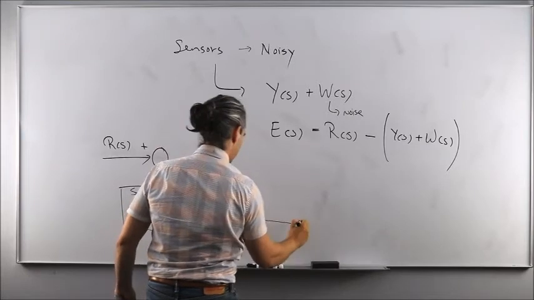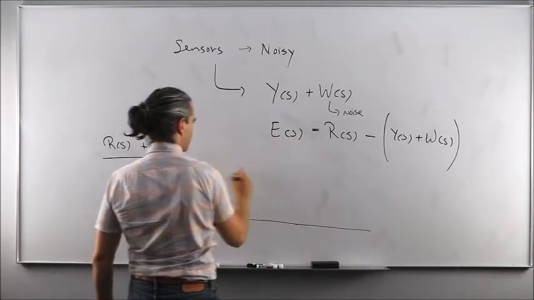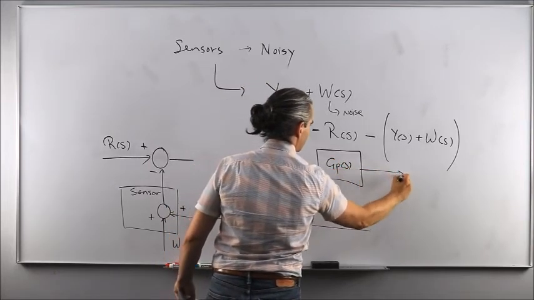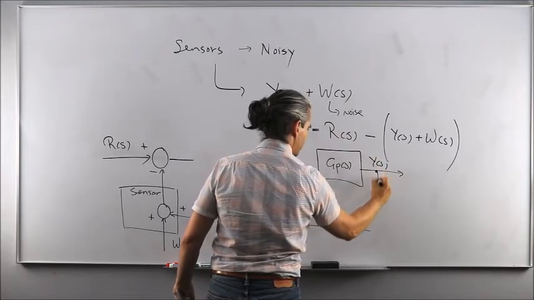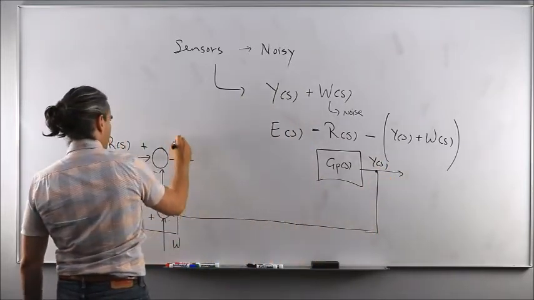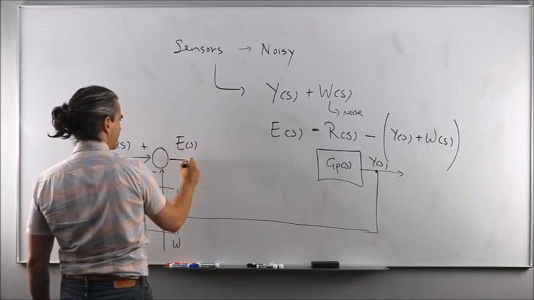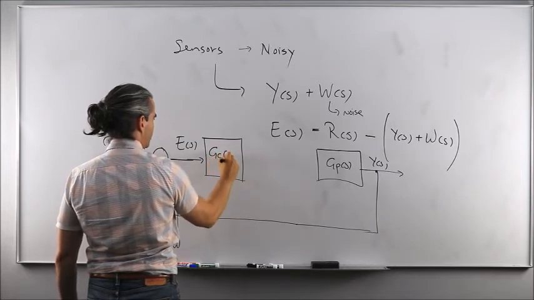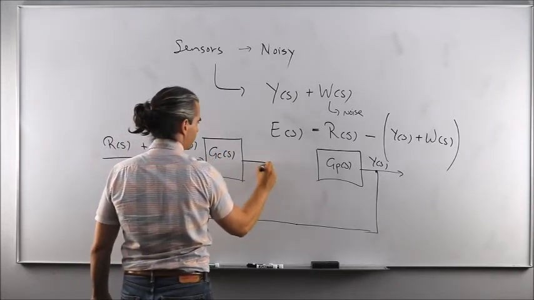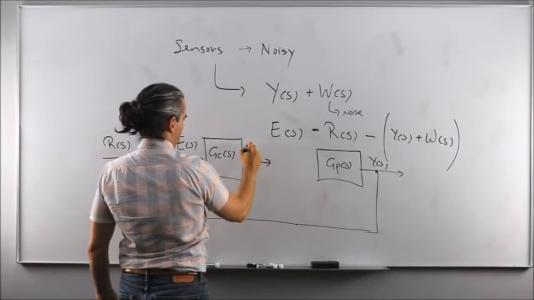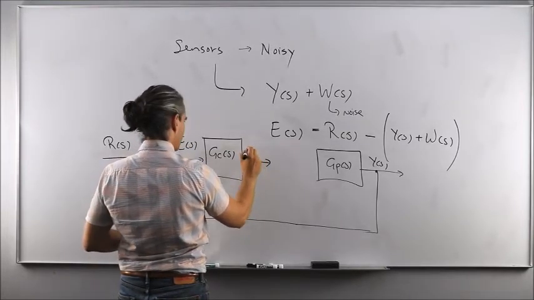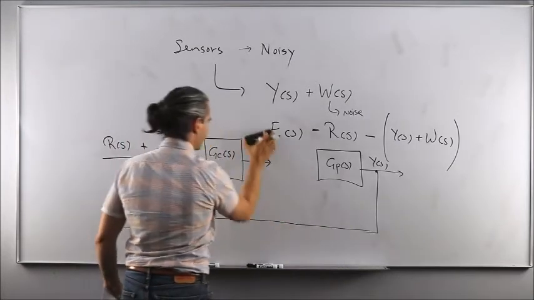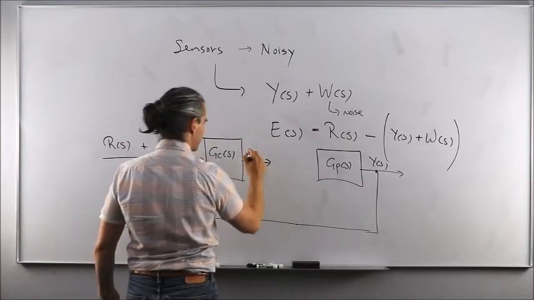I need more space. Plant. Y back here, and that is the error signal. This error signal is being fed to your controller, GC of S, which will calculate the control torque. Say tau C, but generically speaking, that would be your U signal. Okay.